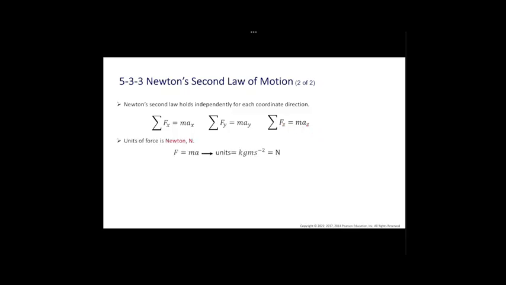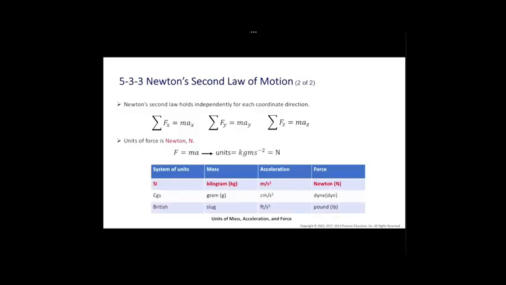Now the unit of force is the newton. F equals ma, where mass is in kg and a is in m s^-2, and that is equal to newton. This table shows other common units of force. But please remember to always use SI units when solving problems.